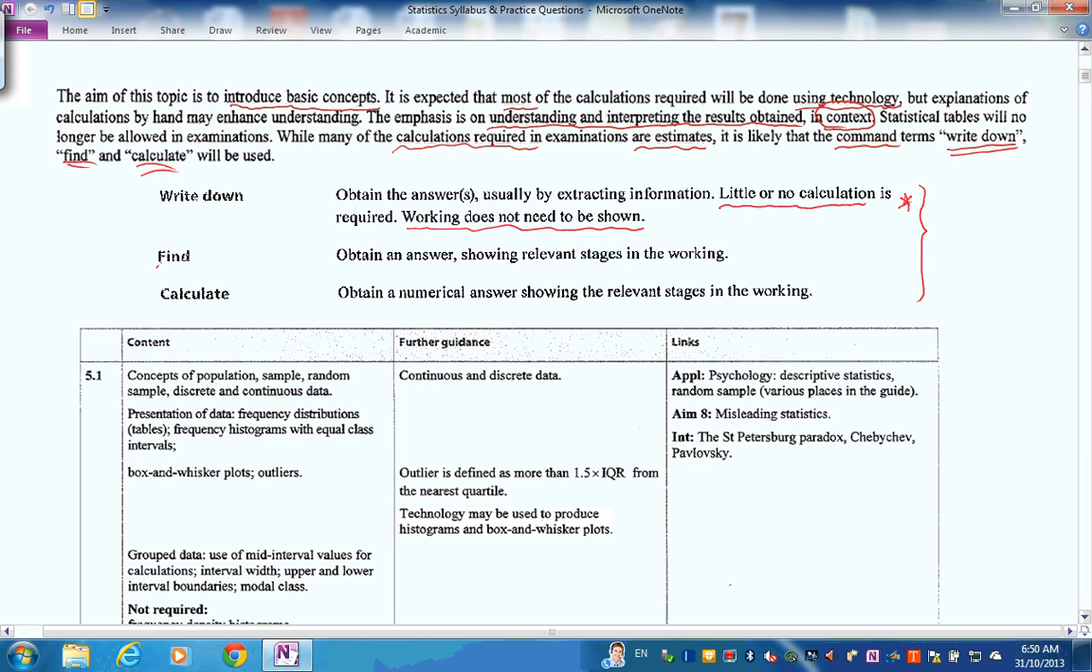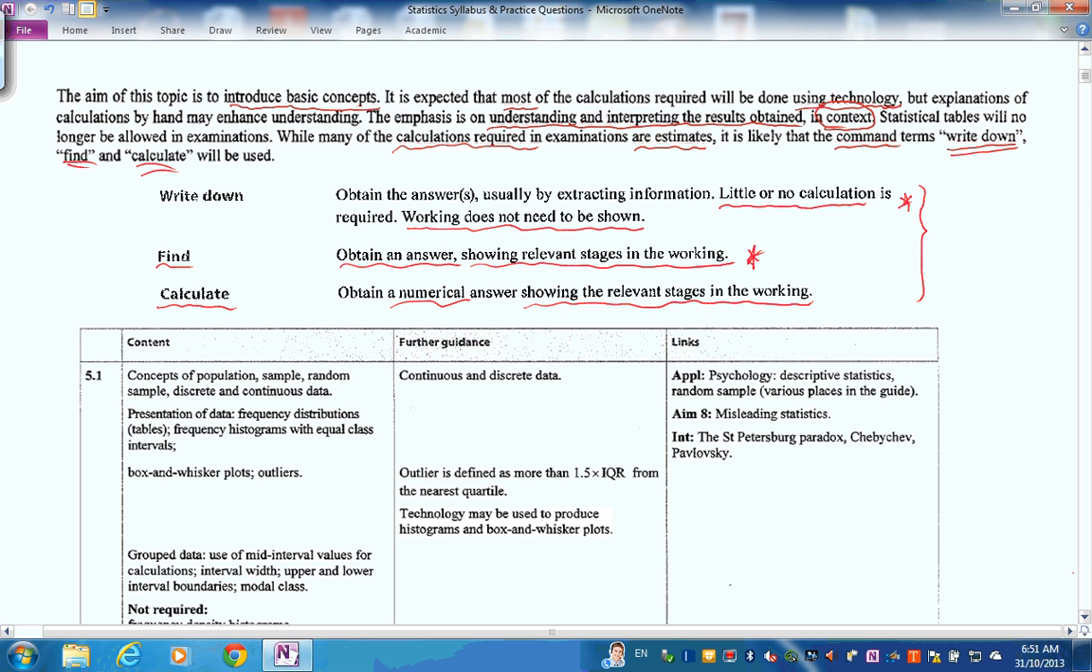Find. Okay, the next one is find. Obtain an answer showing relevant stages in the working. So you will not get full marks just for the answer there. There'll be a reasoning mark or a method mark or both. Calculate: obtain a numerical answer. A little bit different from find. Show, but the same idea here, showing the relevant stages in the working. So there'll be a reasoning and method mark, but there'll be a number answer, whereas in find it could be anything. It could be a formula or something like that.